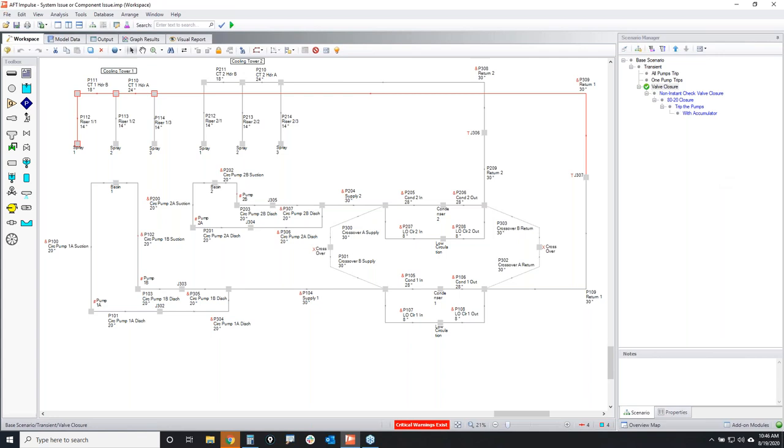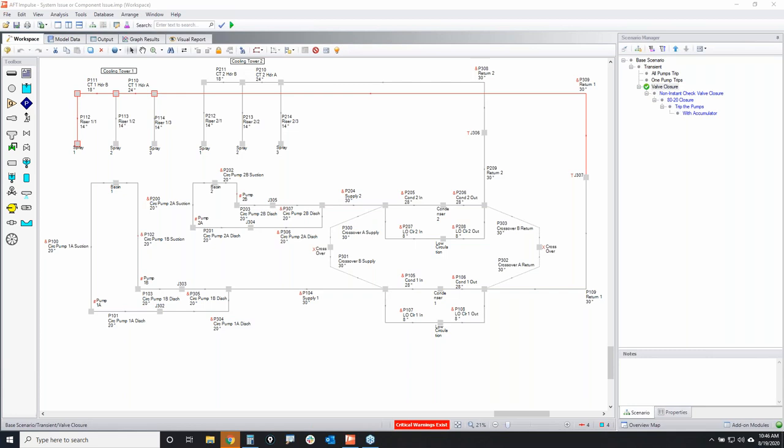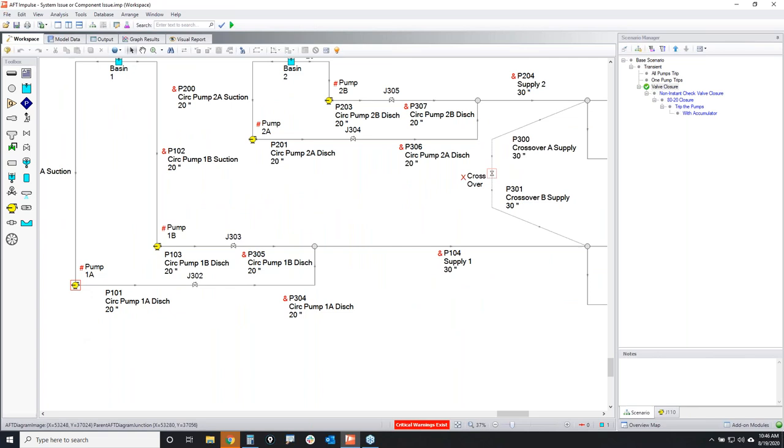So now that we see what's happening in the downstream side of the valve, that's what's going to go on. So now we can analyze what's going to happen in the upstream part of the system and focus on that. So in this same valve closure example, here's what's happening. I know that my pumps are going to be deadheading.